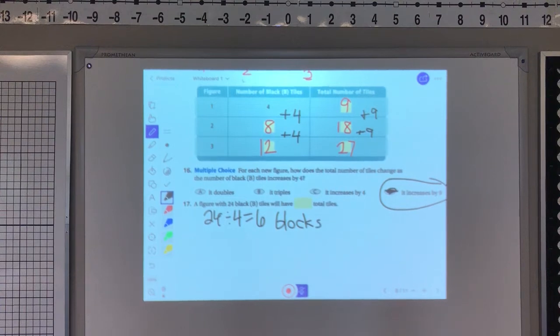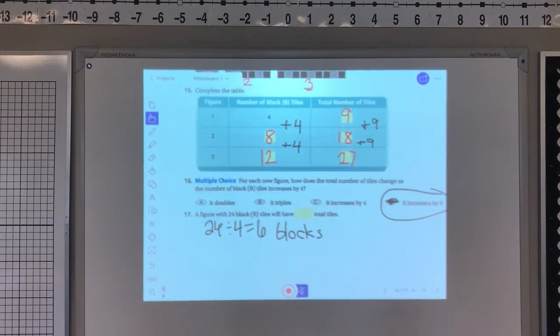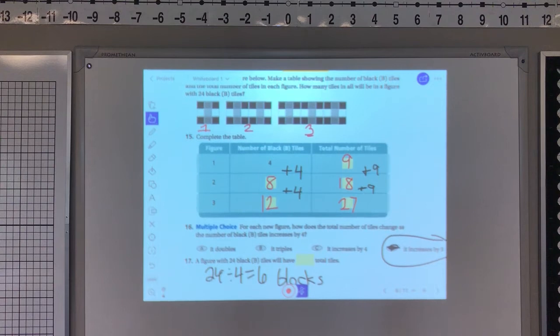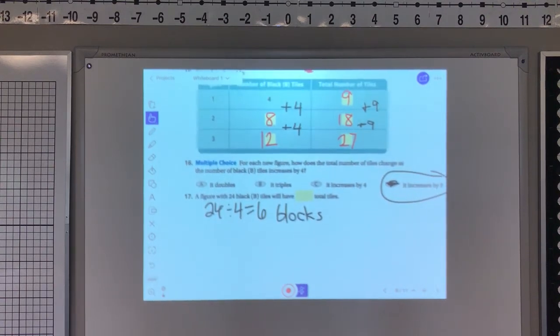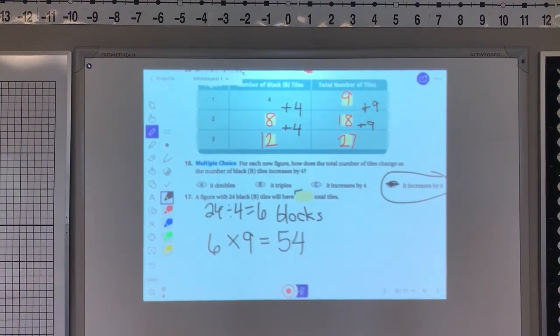And if I look at those previous blocks again, we know that each block has 9 squares. So if I go up here and I have 6 blocks, each of them has 9. If I take that 6 times 9, I get a total of 54 tiles. So for every 4 black tiles, there are 9 total tiles, which is the information I just used down here at the bottom to figure out that question.